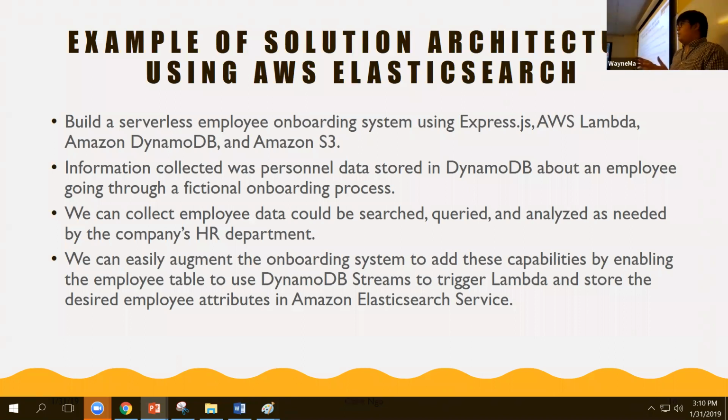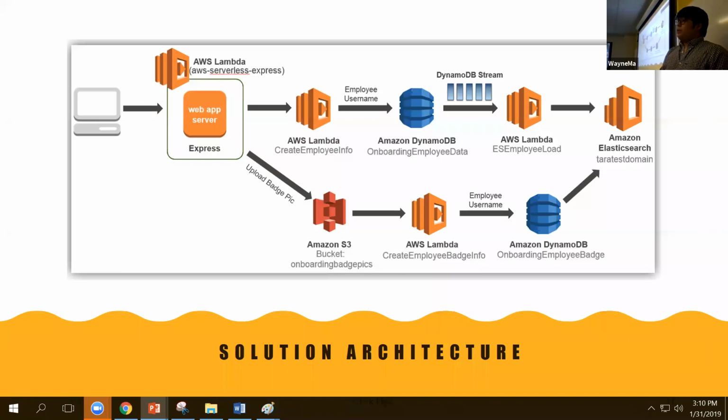Now the thing that we need to do here is have it searched and queried as needed by HR. So again, we can augment this with DynamoDB streams and trigger Lambda to store the attributes of the employee data that we want in the AWS Elasticsearch Service. So here's the representation for that.